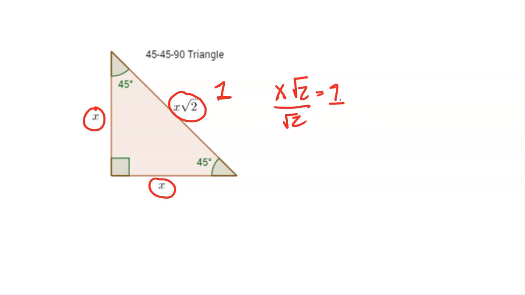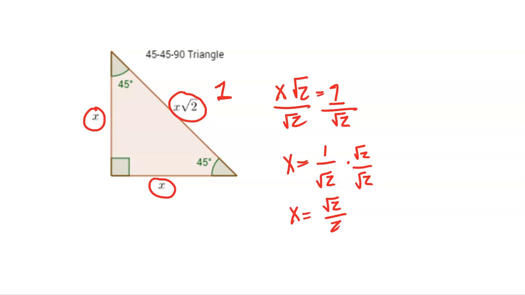Divide both sides by radical 2, and I get x equals 1 over radical 2. Again, I don't like leaving radicals in the denominator, so we're going to multiply top and bottom by radical 2 to rationalize the denominator, and we get radical 2 over 2. So this side down here is radical 2 over 2. This side over here is also radical 2 over 2.